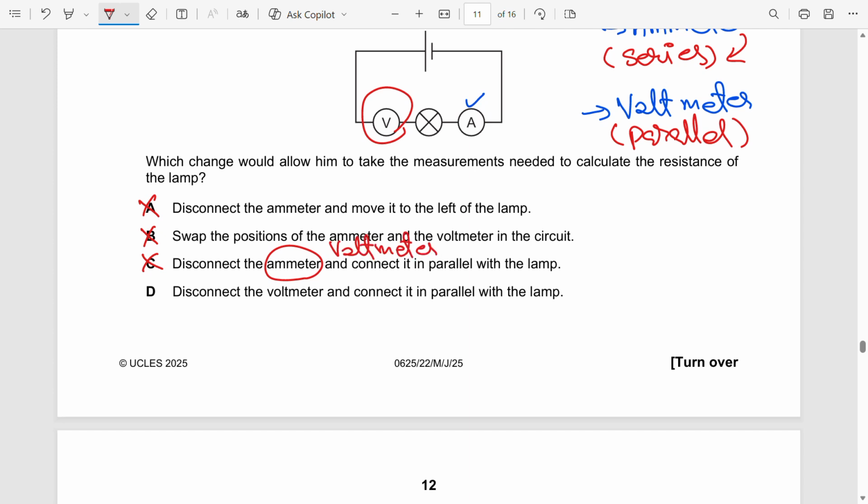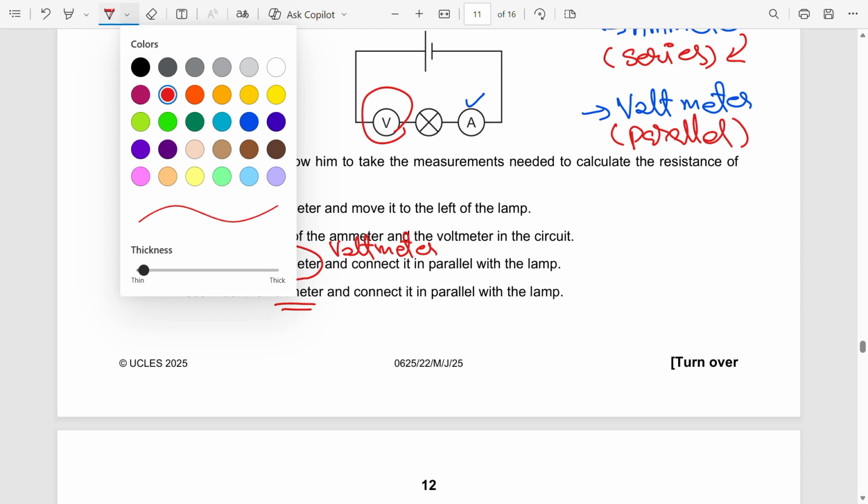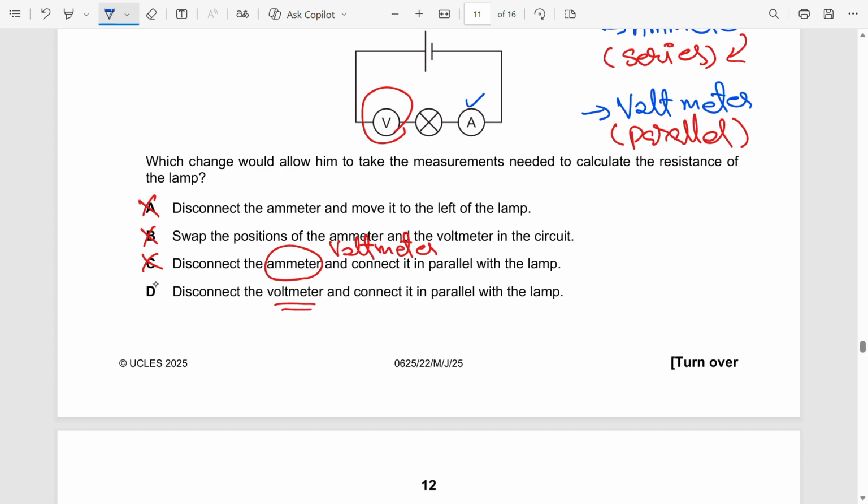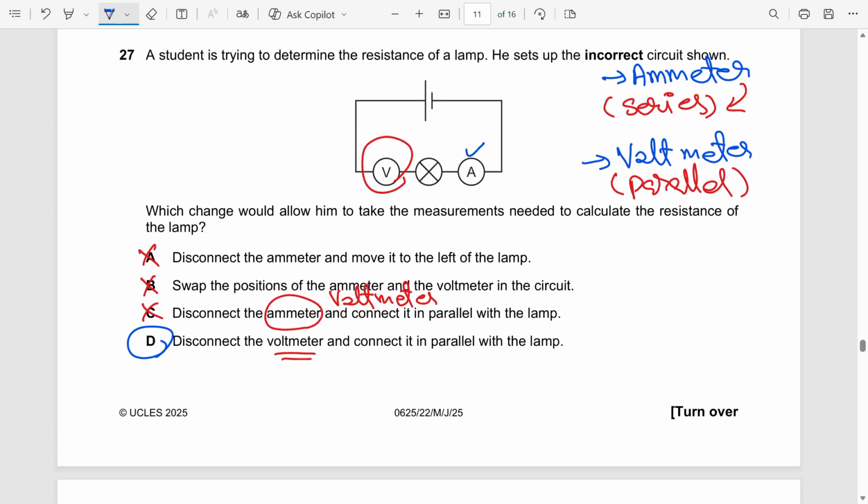Voltmeter placement should be different right here. Disconnect the voltmeter and connect it in parallel with a lamp or something. So that's the correct option right here. Okay, D is the correct option. Hopefully you guys have understood.